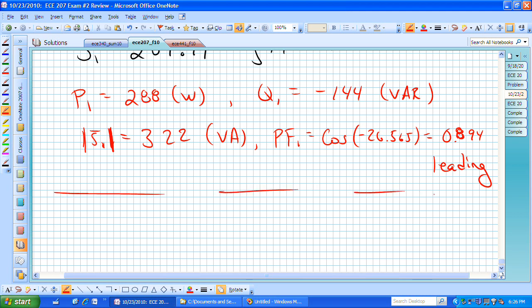We can now look for load number 2, exactly the same steps that we did before. We can find V sub 2, which is the impedance of load 2, 1 plus j5, times the current through that load, which is a series current, so it's the same current that we had going through load 2. That had a magnitude of 12 and an angle of minus 53.13 degrees.